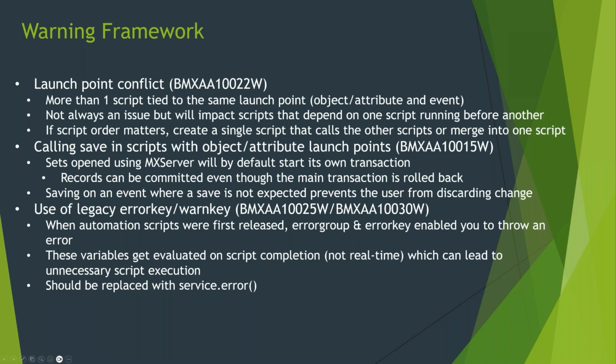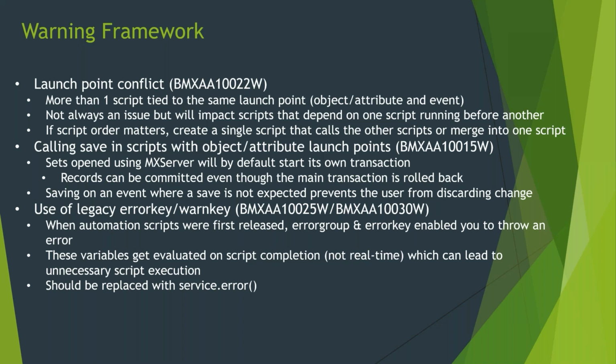Another example is using the legacy error key / warn key. These were implicit variables that we added initially with automation scripts way back when we first implemented them in 7.5. The problem with these is they get evaluated at the end of the script execution. So if you set the error group and error key way up at the top of your automation script, your expectation might be that the script is going to stop, but in actuality, it's going to continue to process even beyond that error. And then at the very end of the script execution, that's when that error is going to be thrown.